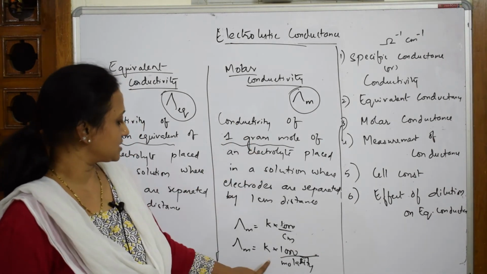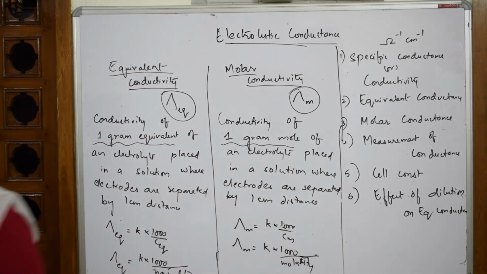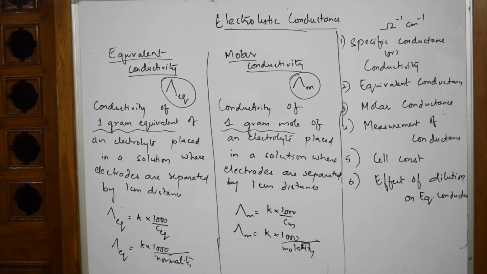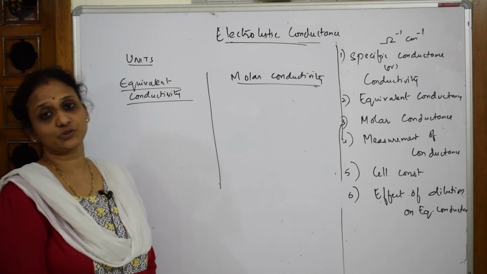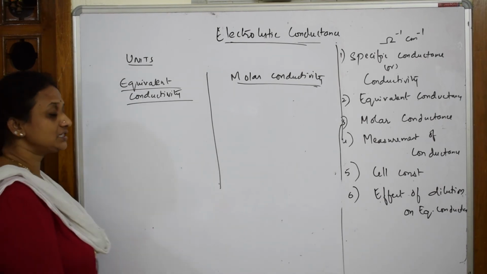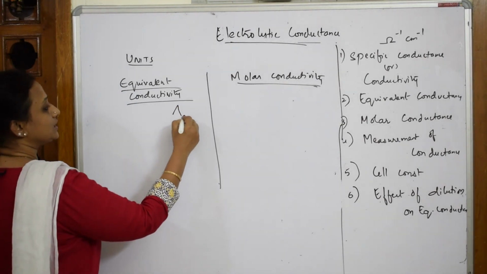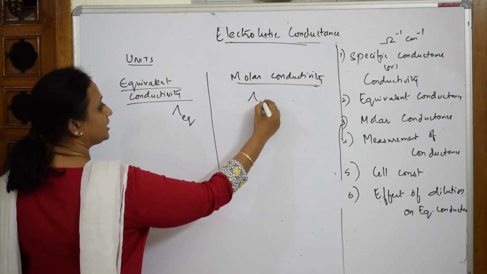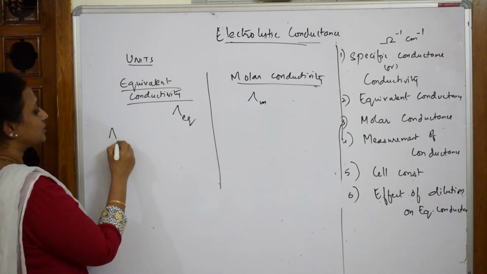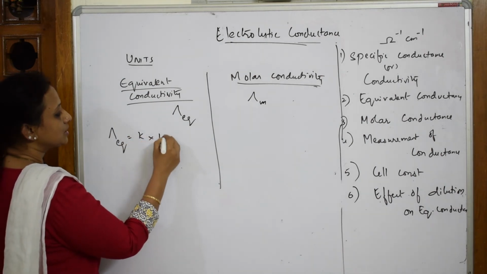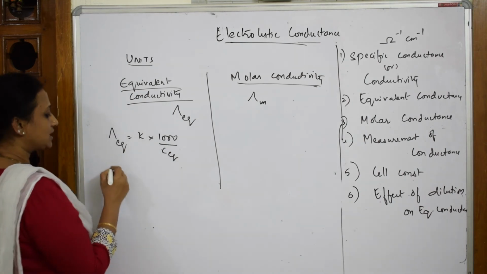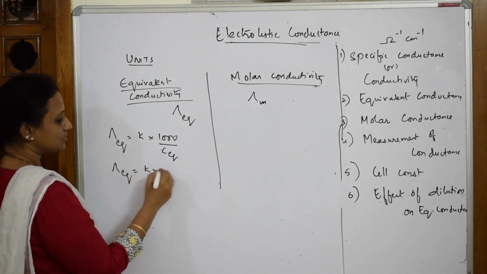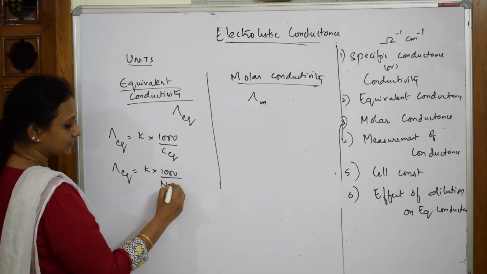So conductivity, I said, so conductivity. Done. Right, now let us come back and write the units for equivalent conductivity and molar conductivity. So how should I write this? What is this denoted by? λEQ. This one is λM. Then what do we write with formula? λEQ is equal to kappa into 1000 by equivalent weight, means CEQ. So indirectly we have written equivalent is equal to kappa into 1000 by normality.